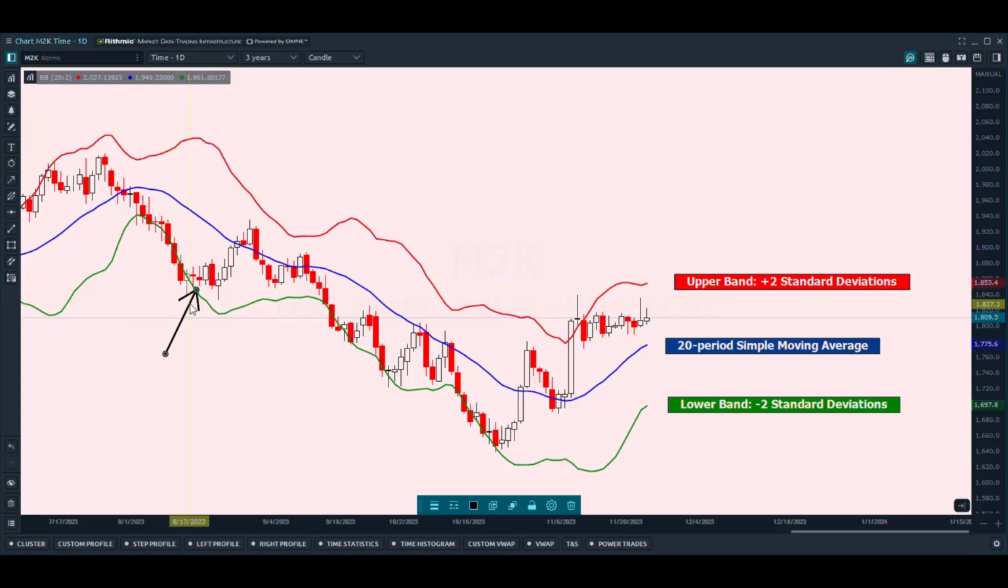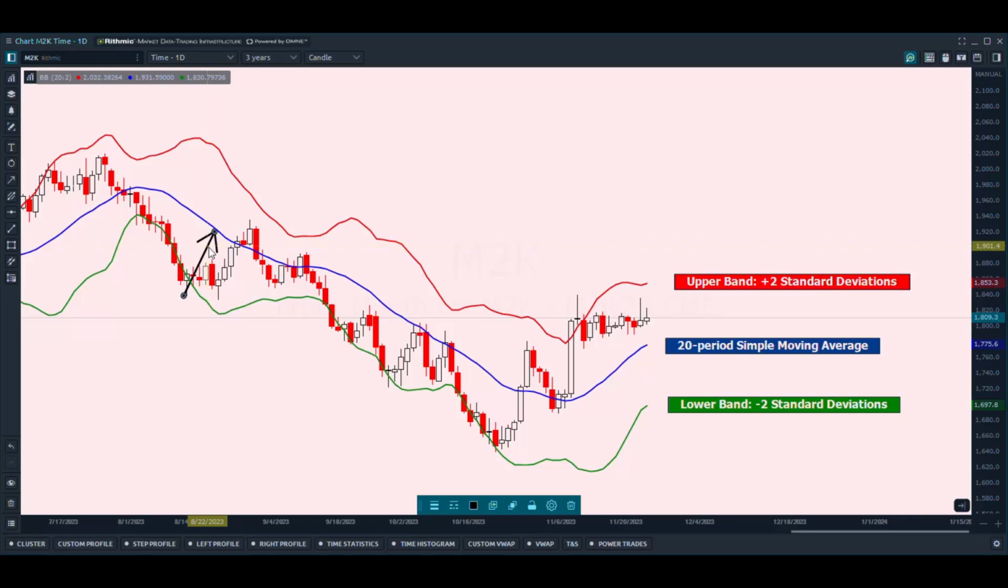As we finally catch a little bit of a bid here, we mean revert back to the moving average, but notice how we never close above the upper band. We don't even touch it, actually. So there is no change in trend until you have a close above this upper band.